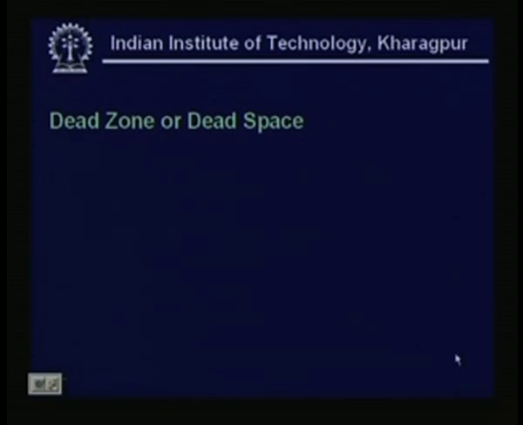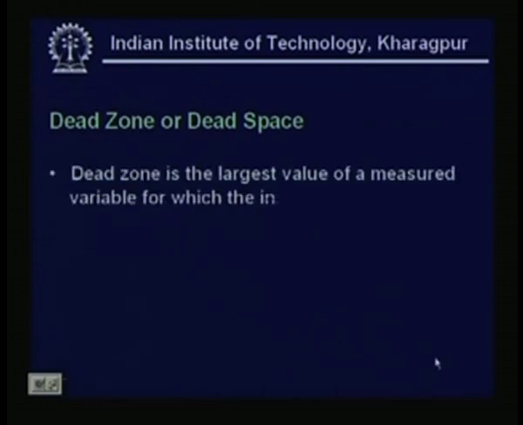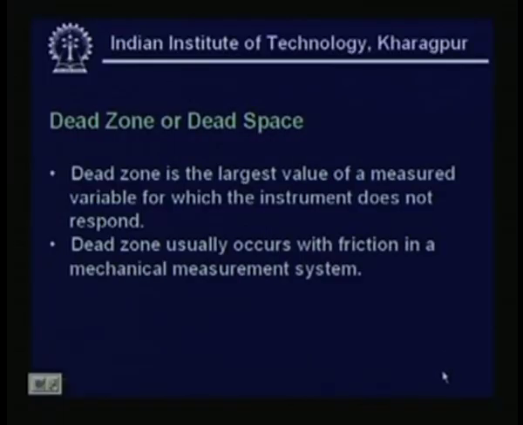Now, dead zone or dead space is another important factor. In many instruments you will find a dead zone. Dead zone is the largest value of a measured variable for which the instrument does not respond. What does it mean? Suppose I have a pressure gauge which is measuring a pressure of 10 to the power 5 psi. In that type of pressure gauge, if you give 50 psi, you will find that there is no movement of the pointer. So, 50 psi is the dead zone of that type of instrument. Dead zone usually occurs with friction in a mechanical measurement system.